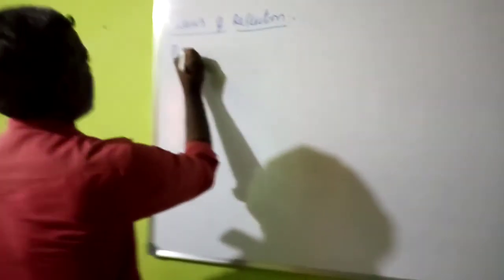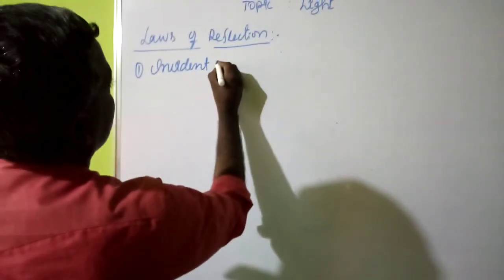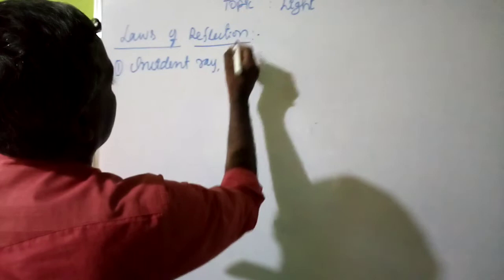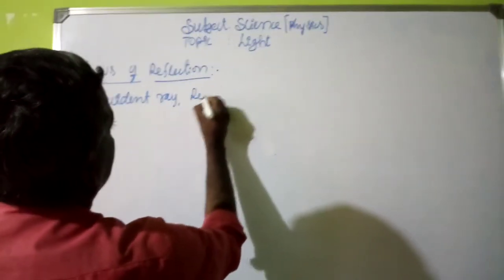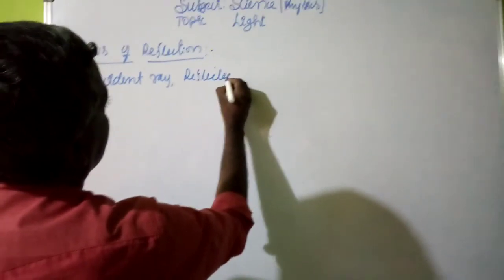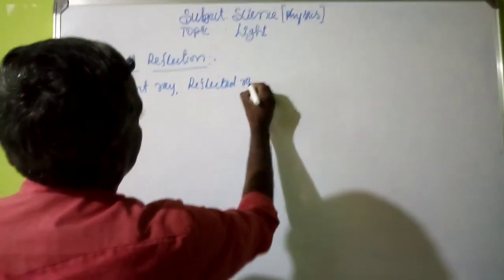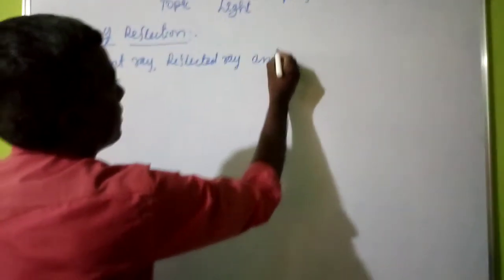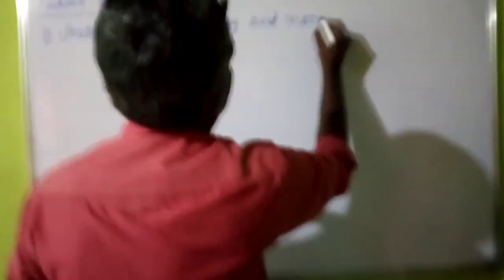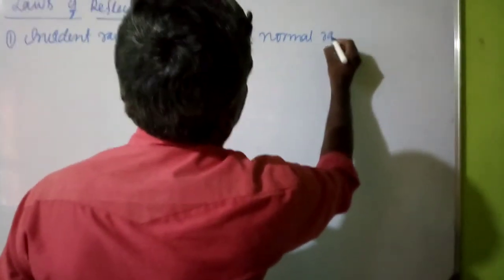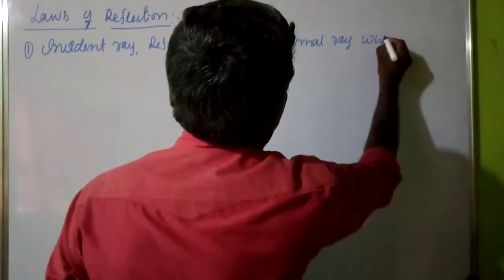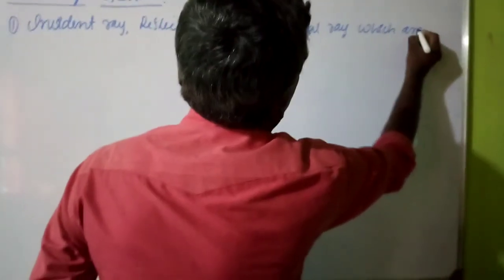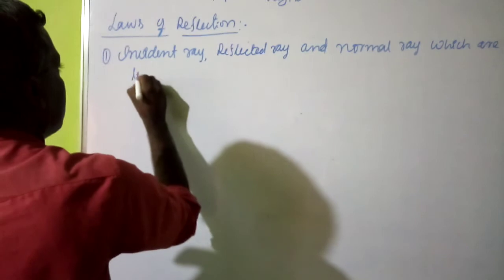Again, the first law of reflection: the incident ray, reflected ray and normal ray are lying in the same plane.